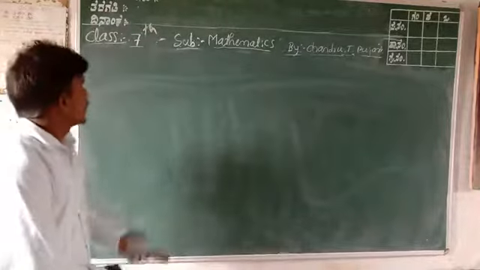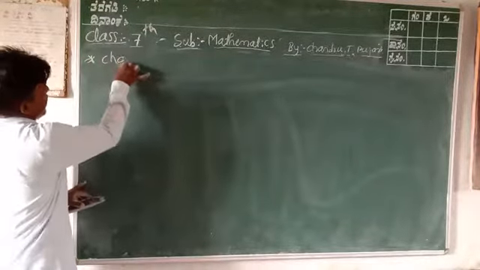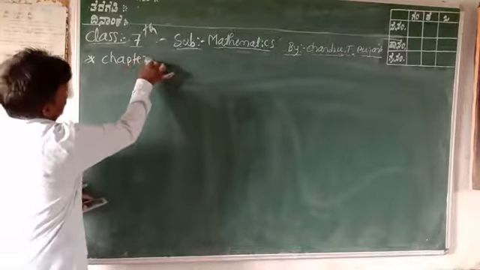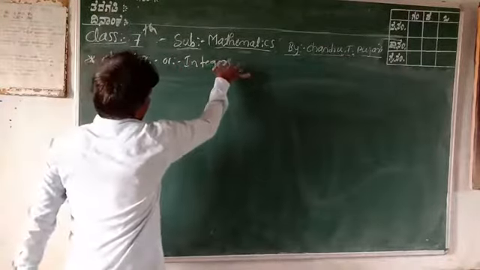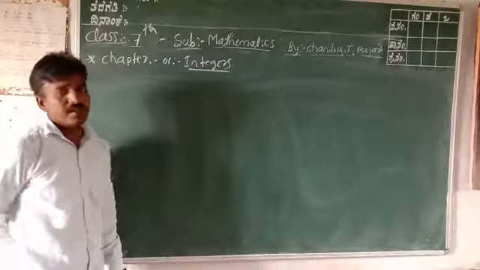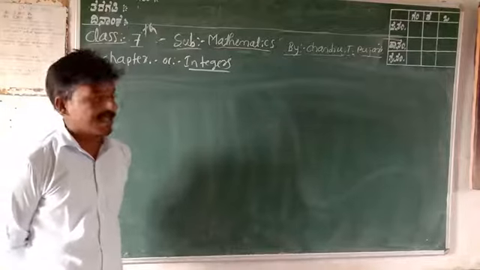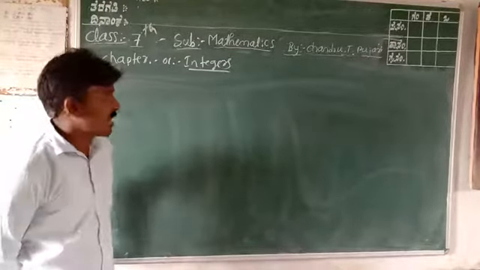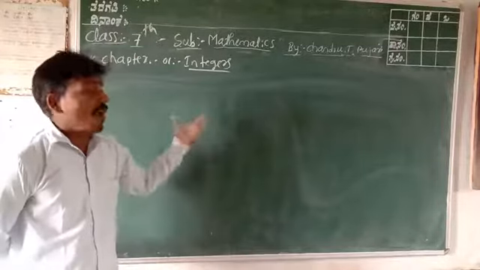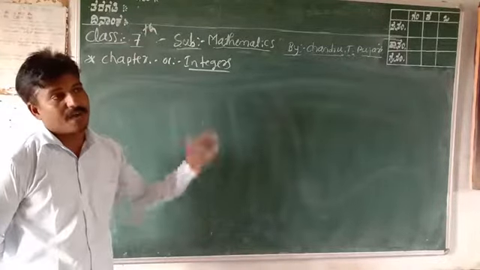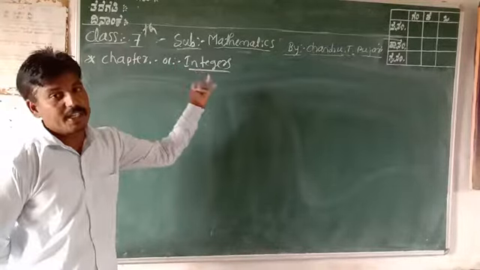Dear students, in your 7th standard, chapter number 1 is what? Integers. Chapter number 1, integers. In your integers chapter, you learned more concepts in your previous class: addition of integers, subtraction of integers, and also some laws of integers. For example, closure law, associative law, commutative law, additive identity.